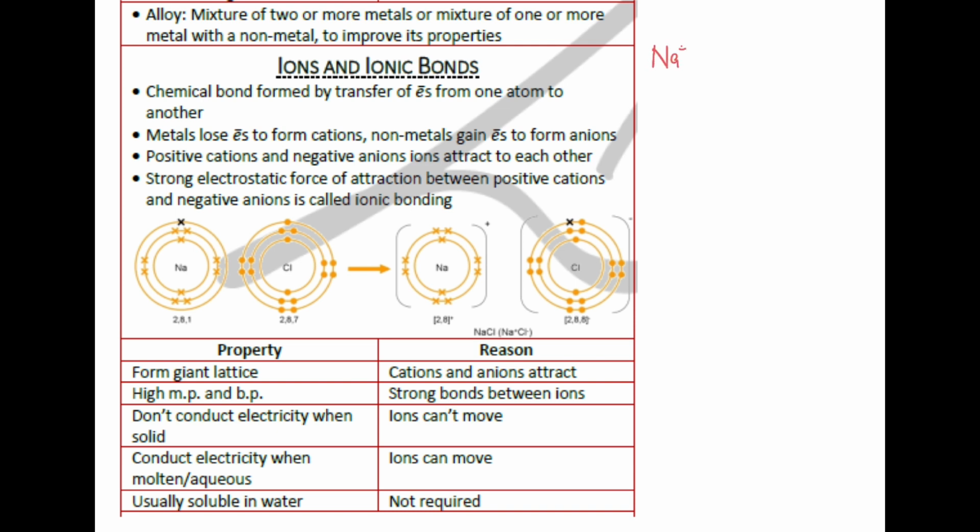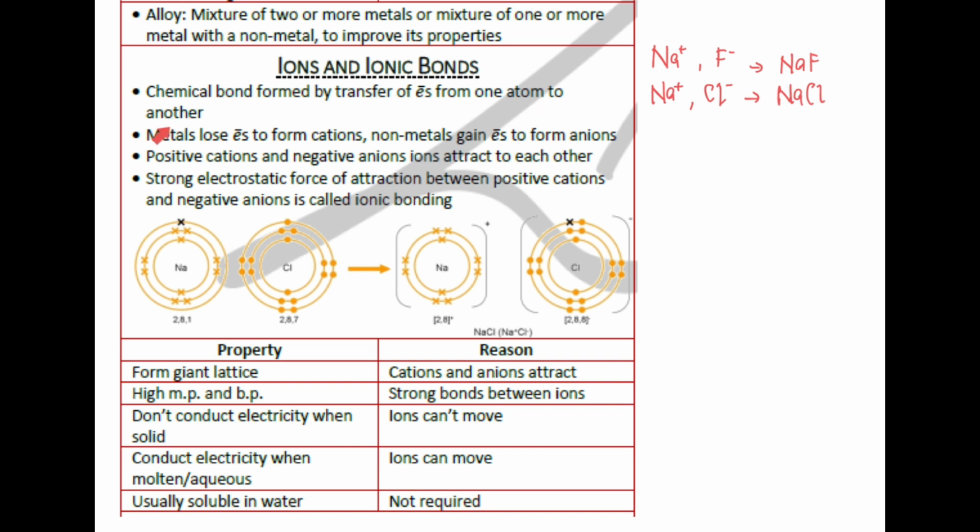Na plus, which is the positive ion, and fluoride, which is the negative ion, form NaF. The more common example, Na plus and Cl minus, form NaCl. So ions, because of opposite charge, attract each other, and that is the ionic bond. A chemical bond is formed by transfer of electron from one atom to another.